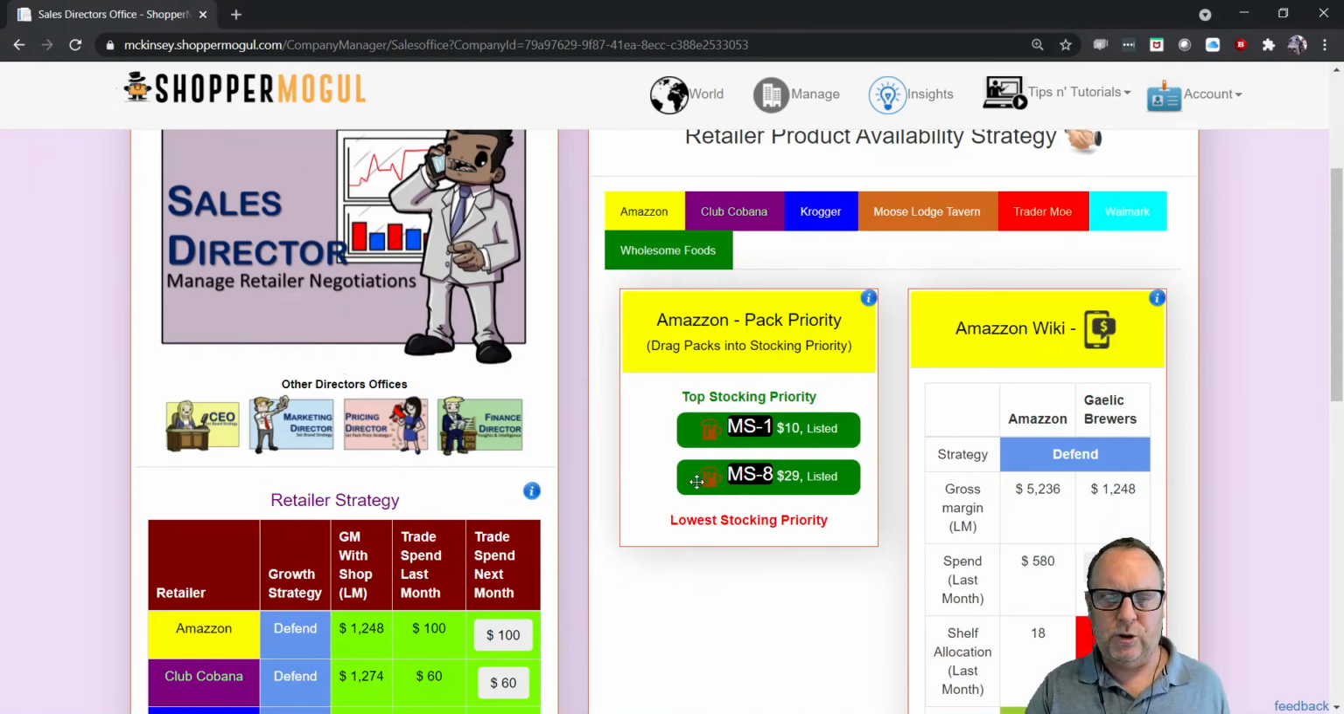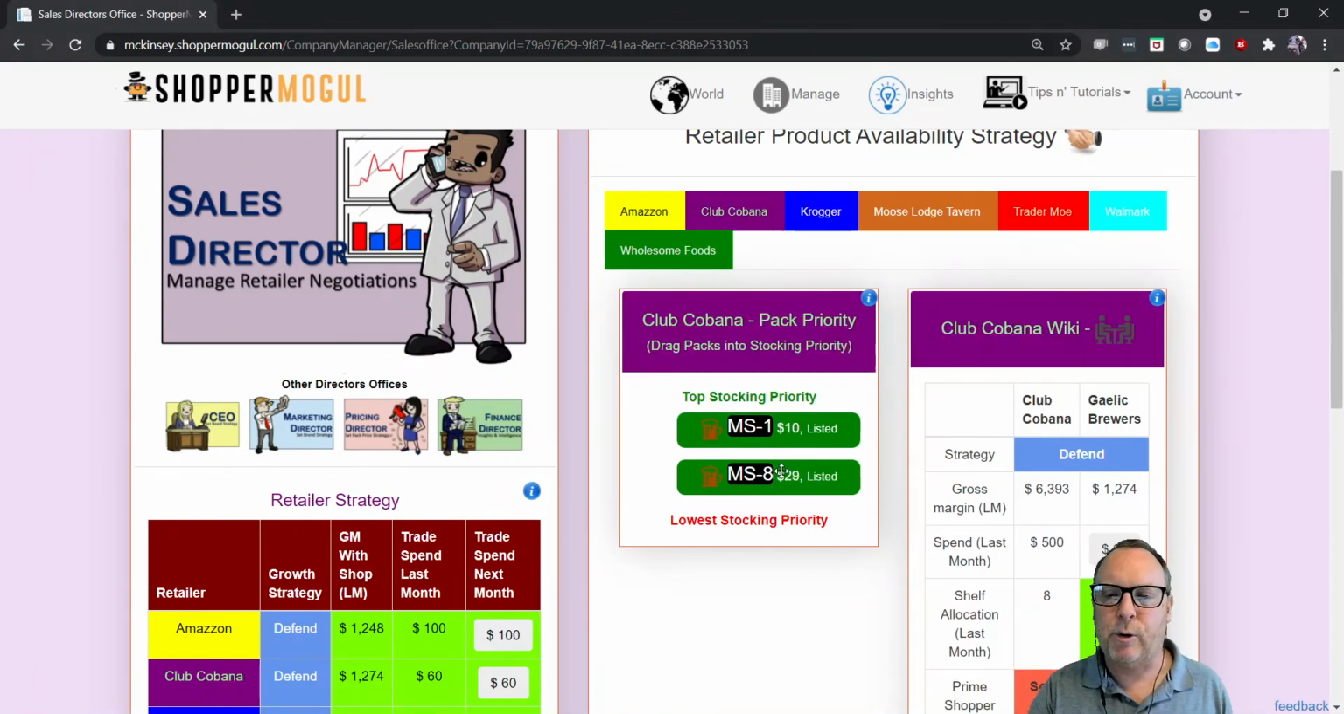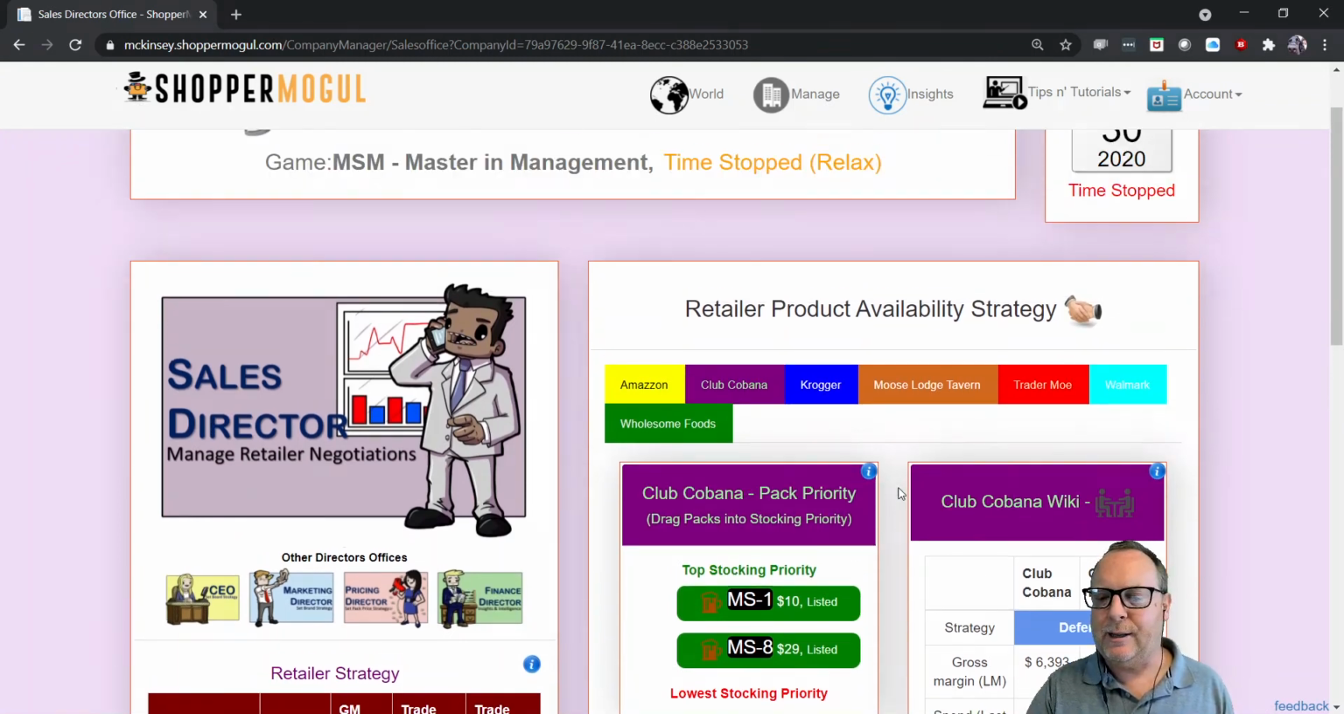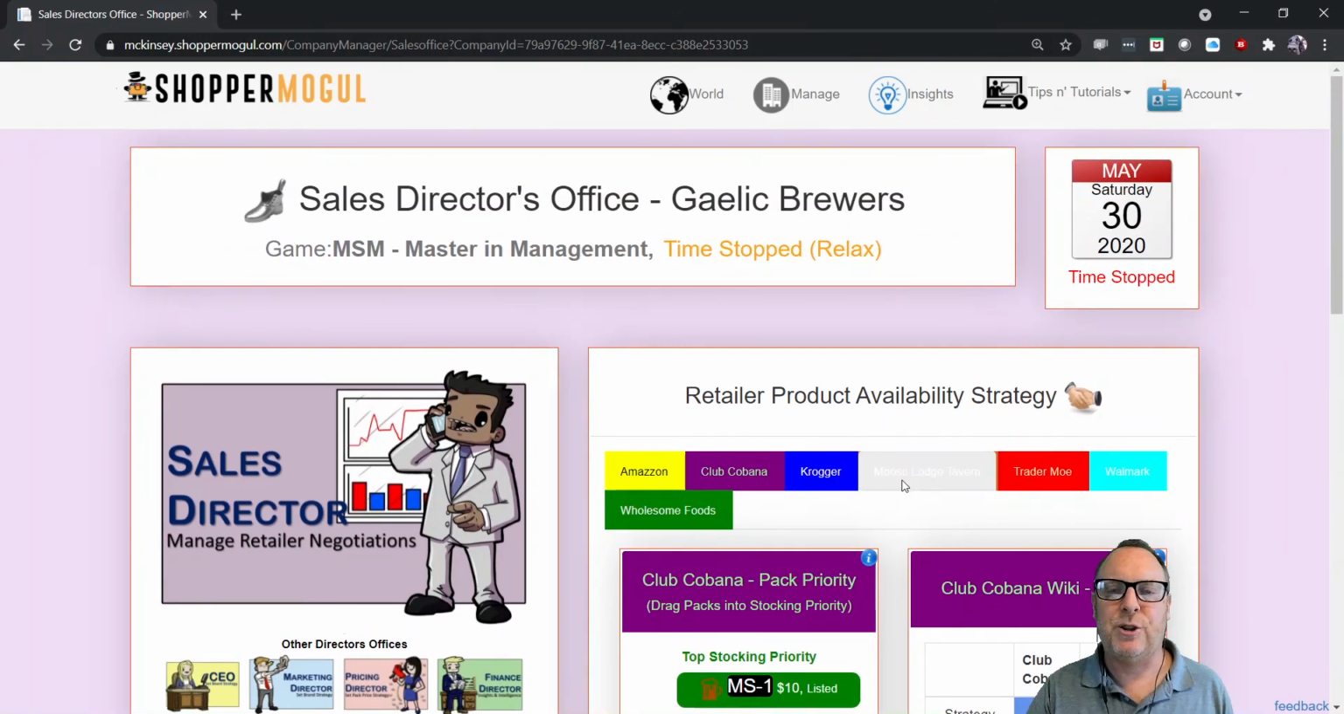Now, the other thing you can do as the sales director is manage the priority of your packs. The higher up the products are, the more likely they are to get stocked. So if Amazon would only allow 1 product, it would only take the one from the top. So for each of your retailers, you need to go through and think, what's most important? The 1 pack or the 8 pack. Whenever you launch a new product, you need to prioritize it within your mix of products that you're selling. So make sure that it gets the right retailer attention.